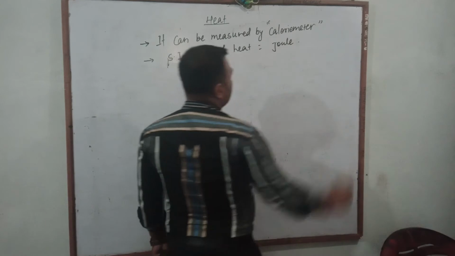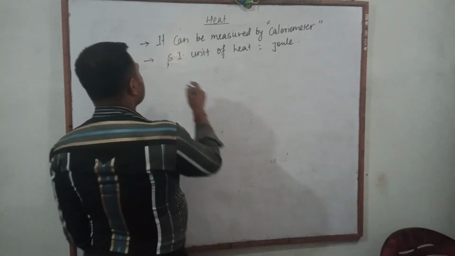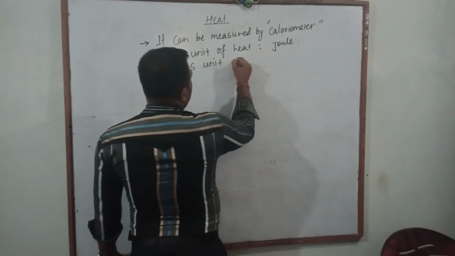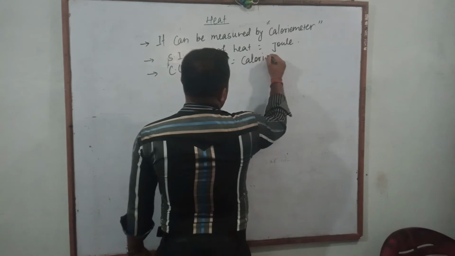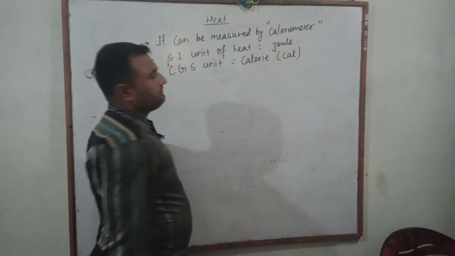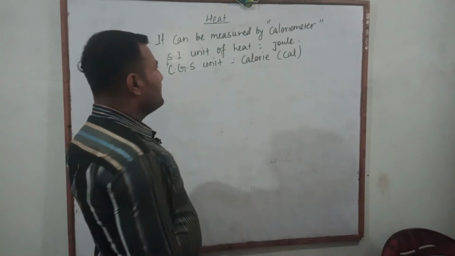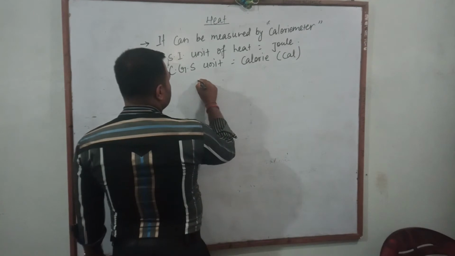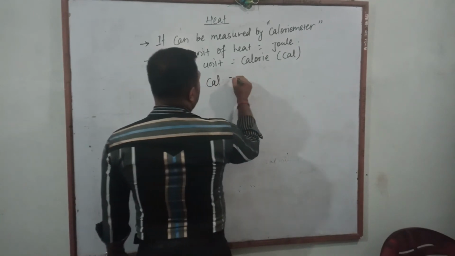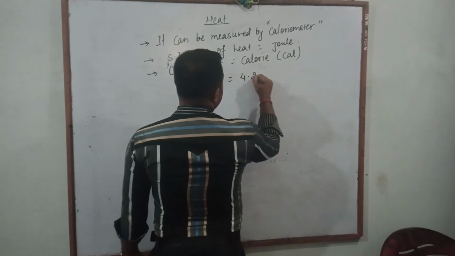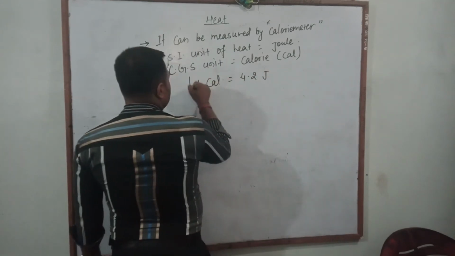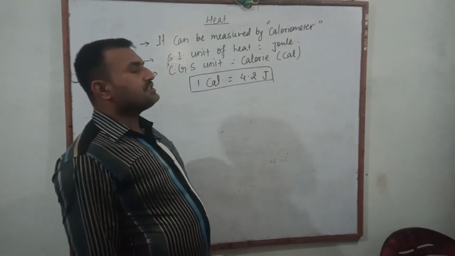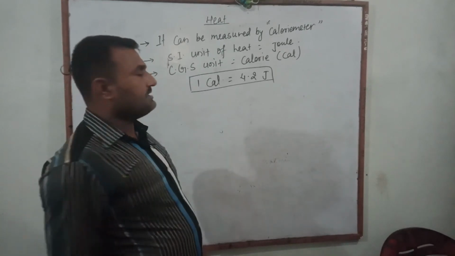Like other forms of energy, heat is also measured in joules, but the CGS unit is the calorie. What is 1 calorie of heat here? Here we write the relationship between joule and calorie: 1 calorie is equal to 4.2 joule. This is called the relationship between the SI unit and CGS unit of energy or heat.